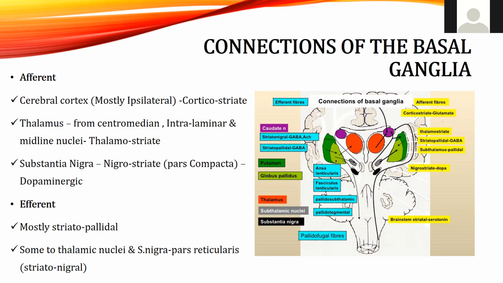From the loops will go through the posterior limb of the internal capsule directly into the ventral anterior and ventral lateral thalamus. Before getting there, they will connect together at the level of just next to the thalamus to form one fasciculus called the thalamic fasciculus, alongside with the cerebropontine fasciculus.